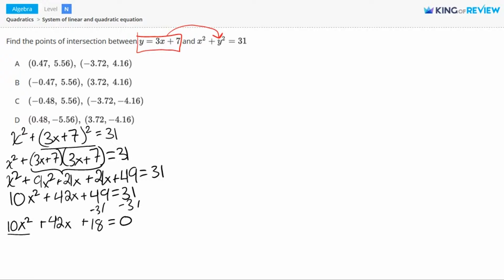Now, do these three terms have any common factors? Yes, they do. 2 is a common factor. So let's factor out the 2. This gives us 2 times (5x squared plus 21x plus 9), and this equals 0. This equation is now in the form ax squared plus bx plus c equals 0. When we have an equation in this form, we can use the quadratic equation to solve for x.